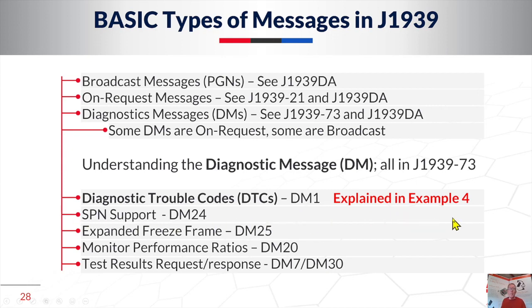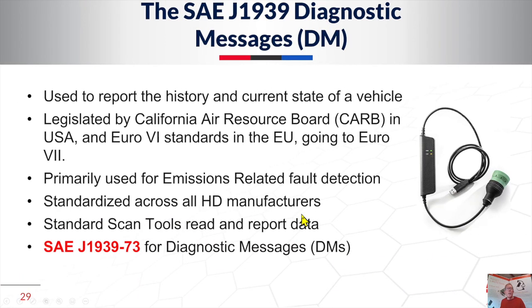I'm going to use that in example 4 so we can understand not only diagnostic messages, have an example of a diagnostic message, DM1, a very common one. We'll also understand the diagnostic trouble code here. So a little bit about diagnostic messages in general. They're typically used to report the history and the current state of a vehicle or an engine. It's a legislated format in the US by CARB, in the EU by Euro 6 or 7 standards. Primarily used for emissions-related fault detection and reporting.